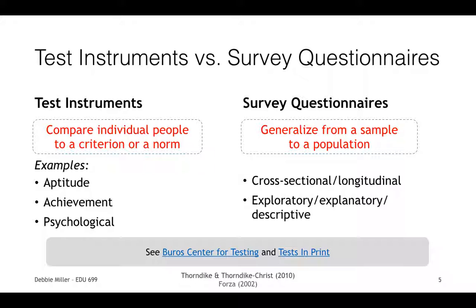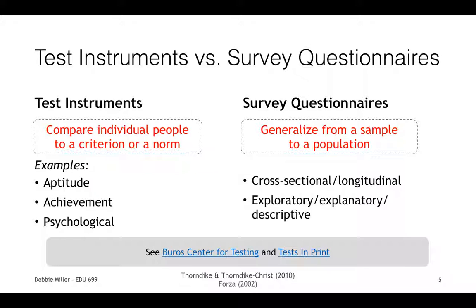So far, I have interchanged the word instrument and questionnaires. I will likely continue to do that. What we need to pay attention to is if we have the word test in front of instruments, in which case we are talking about comparing individual people to a particular criterion or norm. That distinguishes a purpose different than a survey questionnaire where we seek to generalize from a sample to a population. I've included a couple test links at the bottom if you want to see those.